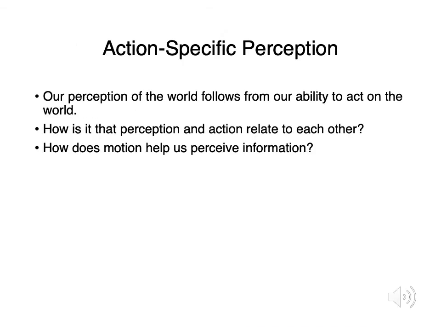And this brings us to our next topic, action-specific perception. Our perception of the world follows from our ability to act on the world. How is it that perception and action are related to each other? And how does motion help us perceive information? Perception itself does not operate independently of action. Perception is interconnected with motor processes that turn information into movements.